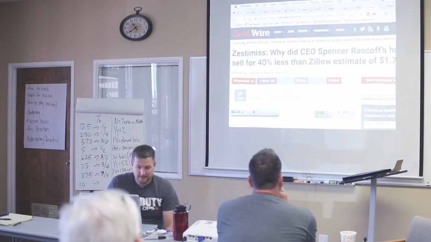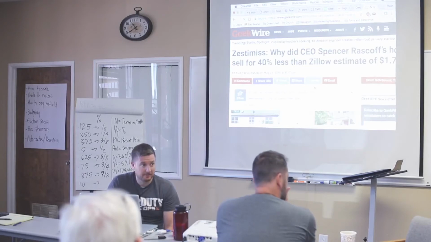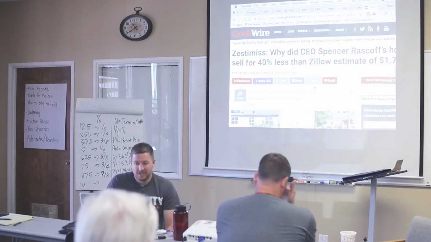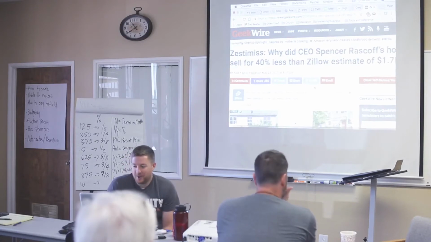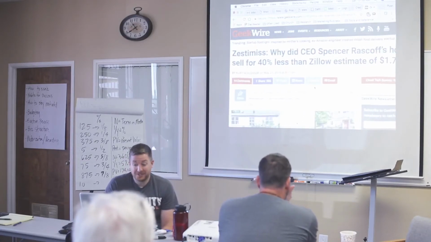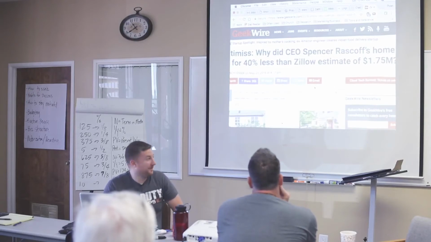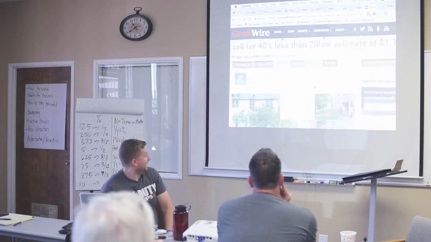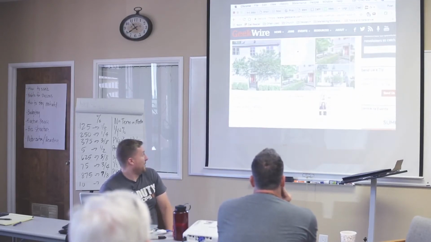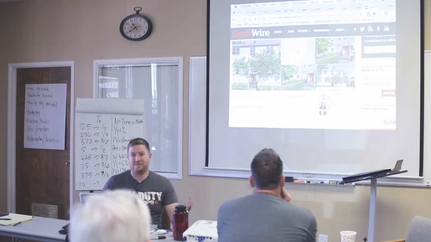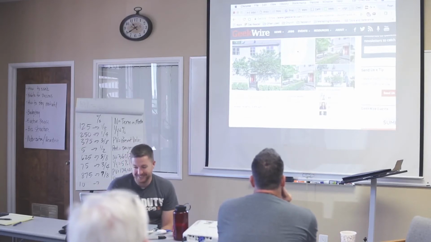What about Trulia? Trulia is actually owned by Zillow. So it's pulling the same data? Zestimates. Why did the CEO Spencer Rascoff's home sell for 40% less than Zillow's estimate of 1.75 million? Oh, I don't know what happened here. My house sold for $1 million, but Zillow says it's worth 1.75. I don't know.